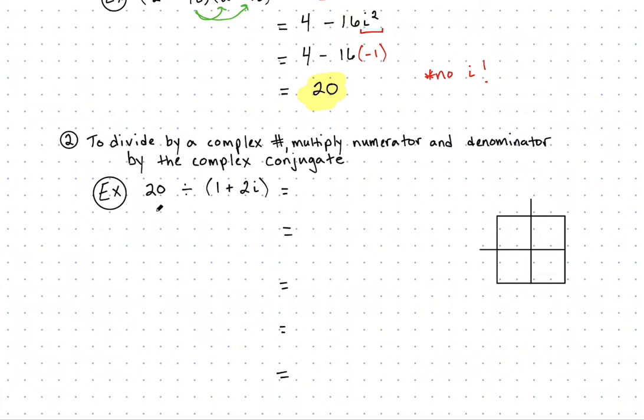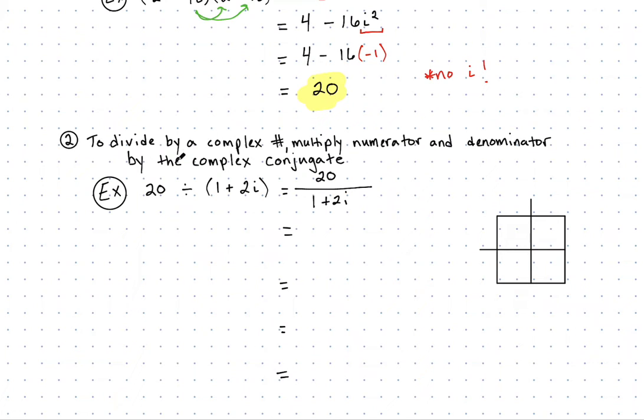So we're going to do an example where we take the number 20 and we divide it by the complex number 1 plus 2i. While we start this, notice that in the description there, I say there's a numerator and a denominator. The reason I use those terms is because it's easiest to do division by complex numbers if you rewrite it as a fraction. So 20 divided by 1 plus 2i.